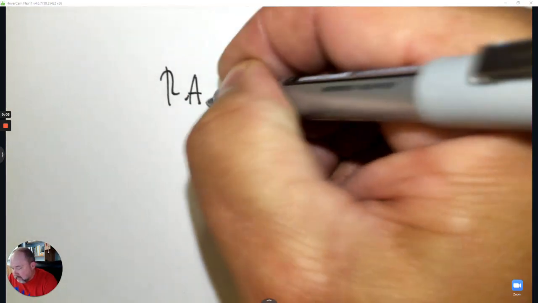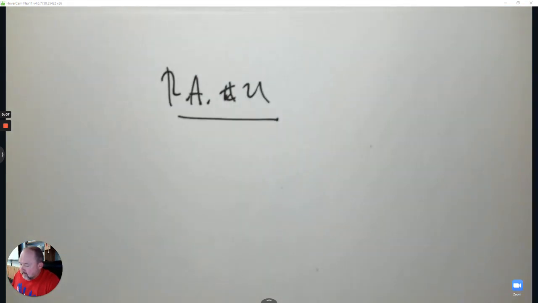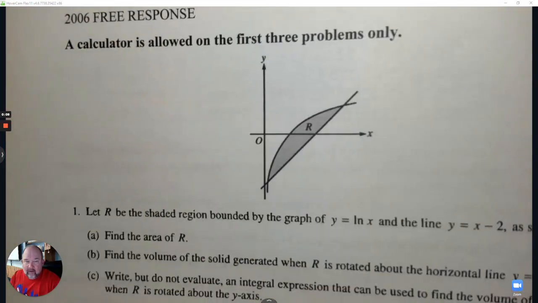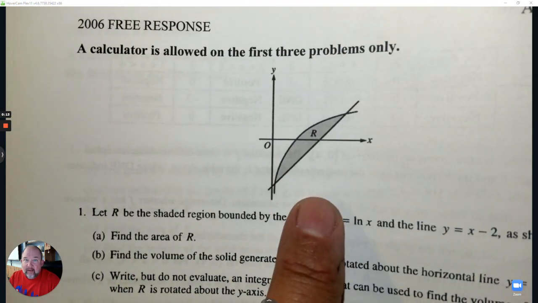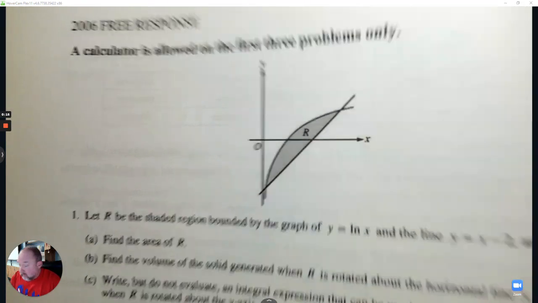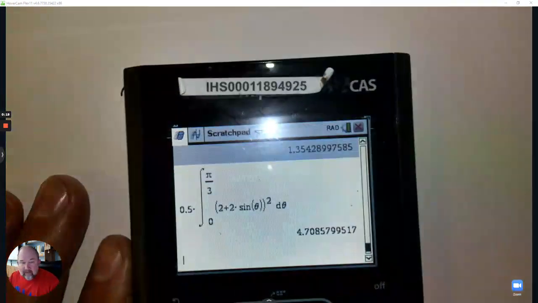Here's review assignment number 21. You're given a graph and asked to find the area of this. So if I want to find the area of this, I need to find the points of intersection with my calculator. So I'm going to put both of them in my calculator.